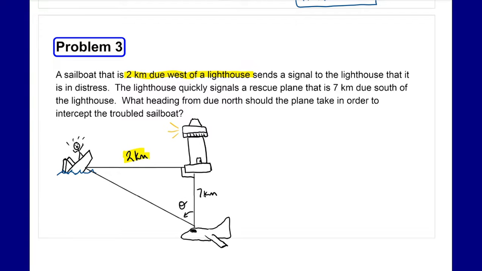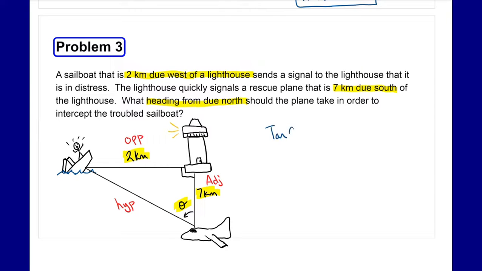We have 2 sides, we have an angle that we're missing, so we can start to label. Right across from the angle is the opposite, across from the 90 degrees is the hypotenuse, and beside the angle is the adjacent. So we know the 7 kilometers due south. We want to know what heading from due north the plane should take, or what that angle is. So we're dealing with the opposite and the adjacent. Those are the only 2 sides we have.